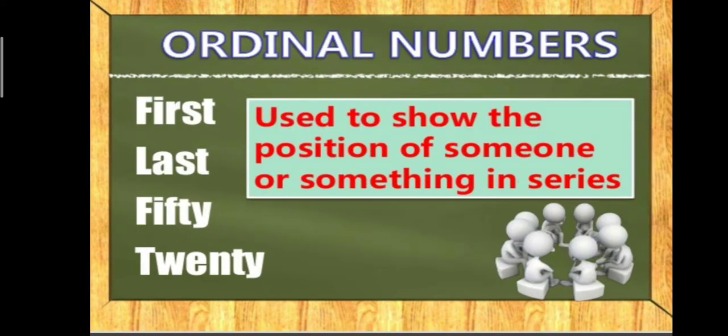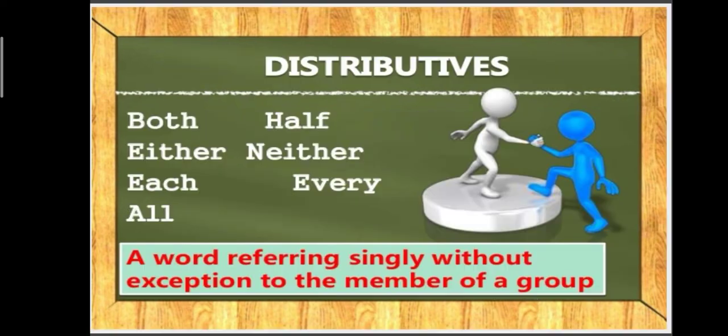Next one, ordinal numbers are used to show the position of someone or something in a series. For example, I got first prize in the competition. She was standing at the last position in the line. So these are ordinal numbers which are used to show position in a series.